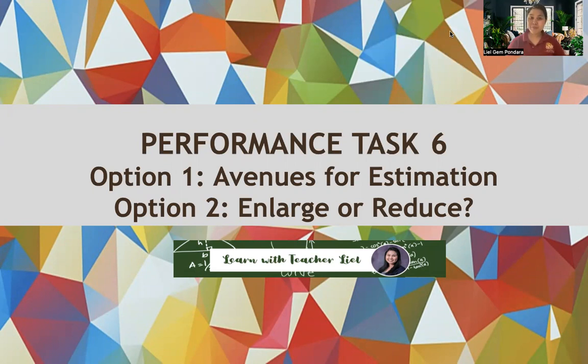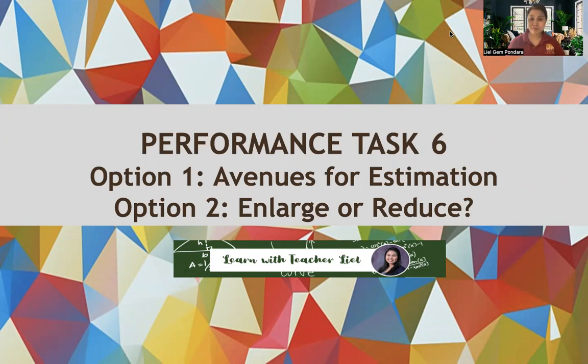Now, in this chapter, you have an option whether to do performance task 1 or performance task 2. Again, just do one task, whichever you prefer. Option number 1 is a performance task about avenues for estimation, while option number 2 is a performance task on enlarging or reducing a given object.